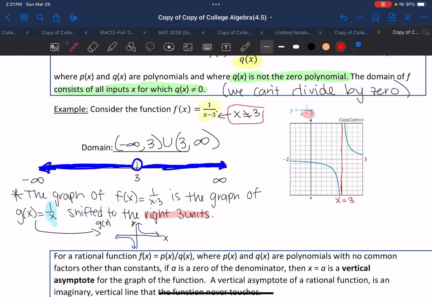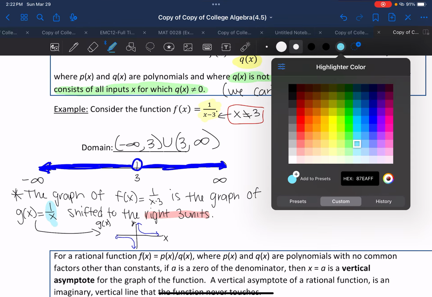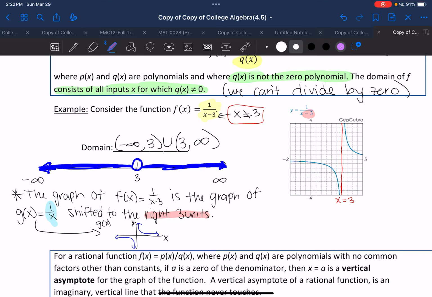And you can see that the blue parts of this graph will never touch that vertical line because x cannot be positive 3. So it will never cross that vertical line. It's going to keep getting really, really close to it on both sides. For example, if I go from the left to right and follow it, it's getting really close to x is 3, but it will never touch it. And if I come from the right and I follow it and get really close to x is 3, it will never touch it.